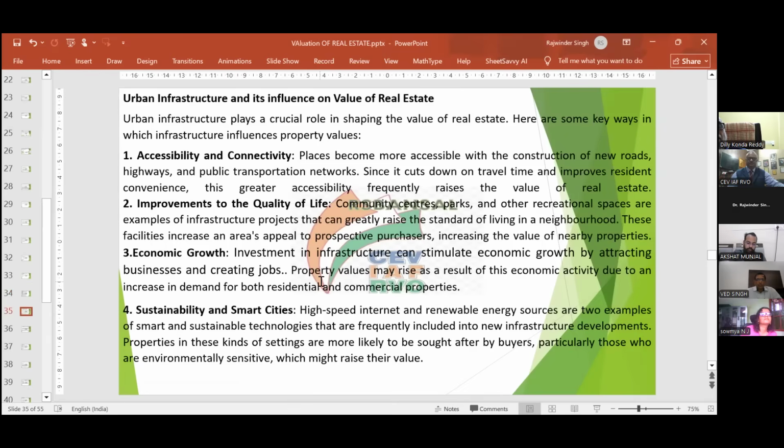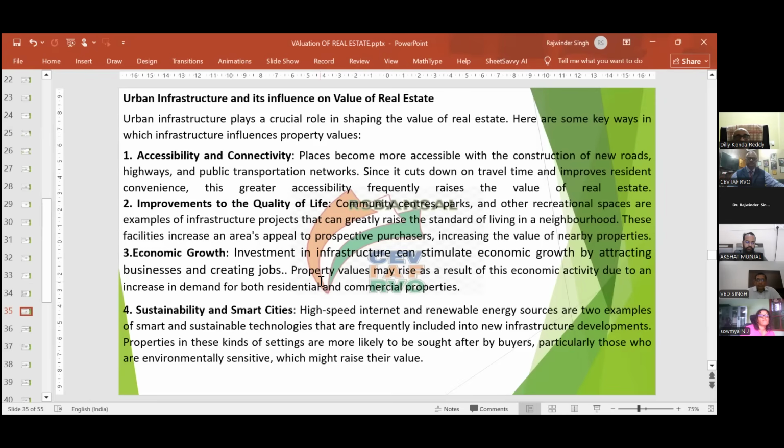Next, you have to study urban infrastructure and its influence on value of real estate. So urban infrastructure plays a crucial role in shaping the value of real estate. Some key factors are accessibility and connectivity. The places which are more accessible, with construction of new roads, highways, public transport networks, will have more value.